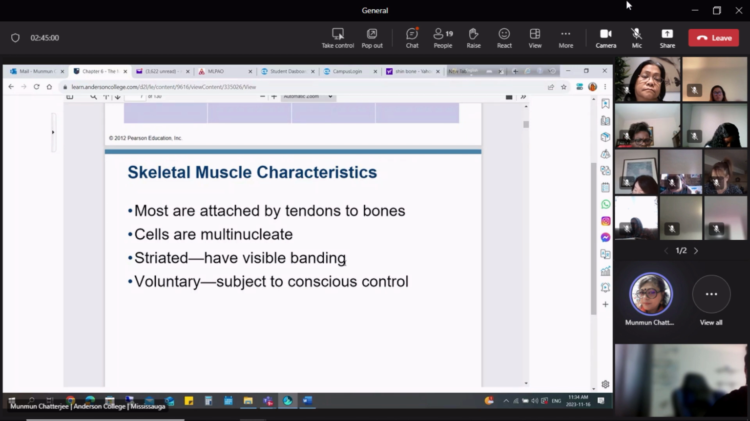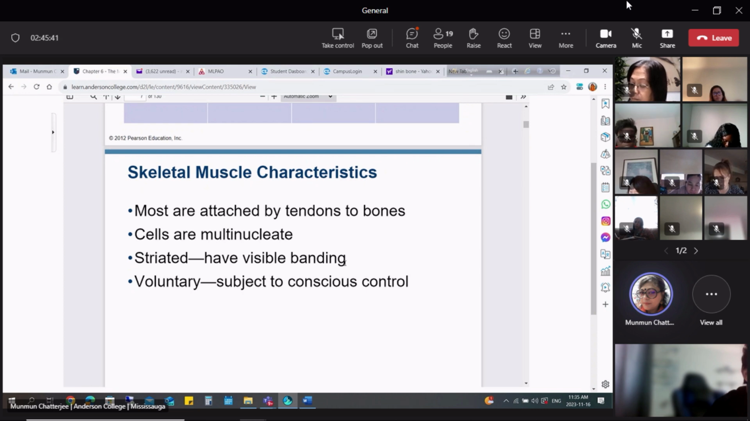So most muscles are attached by tendons to bones. This is important: what are the tendon and ligament? Ligament, write down: ligament attaches bone to bone. Tendon attaches muscles to bone, or bones to muscles, vice versa. Tendon, once again, attaches bones to muscle or muscles to bone, whereas ligament helps in attachment between bone to bone.